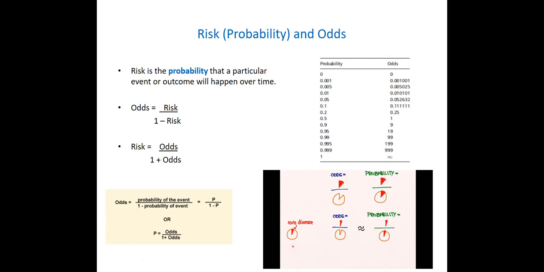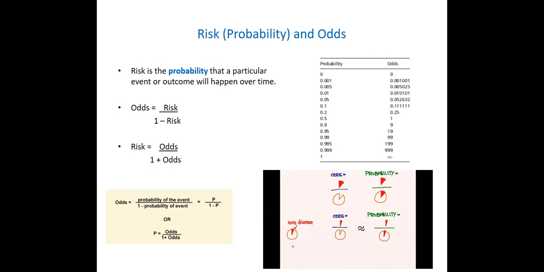But if it is odds, when you remove that sector, you are dividing it by the complement, what makes it complete 100%. So that is why odds is probability, which is the red one, over 1 minus probability.